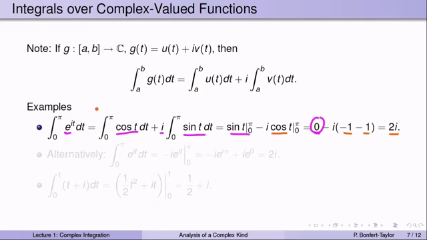You actually don't have to break the integral up into real and imaginary parts. One can alternatively simply find an antiderivative right in the original form. So if you can find an antiderivative of e to the it, then you can just use the fundamental theorem with that antiderivative. Well, it turns out an antiderivative of e to the it is minus i e to the it. Why is that true?